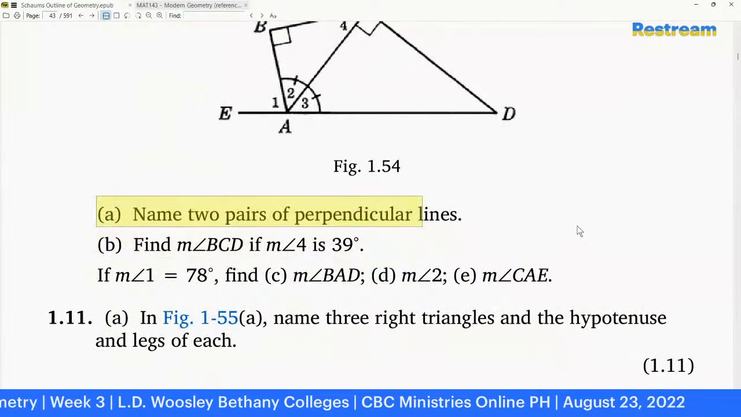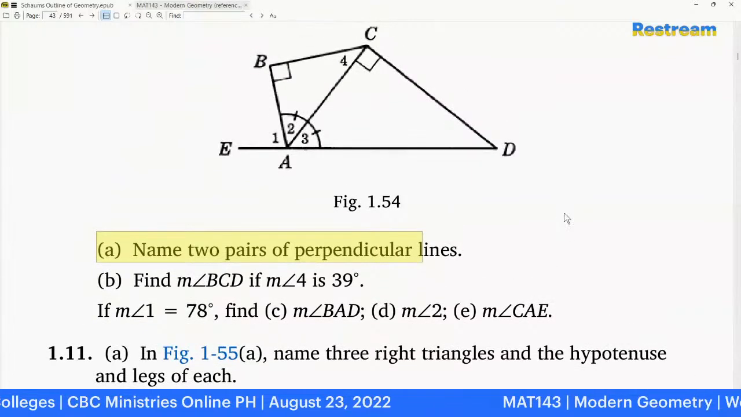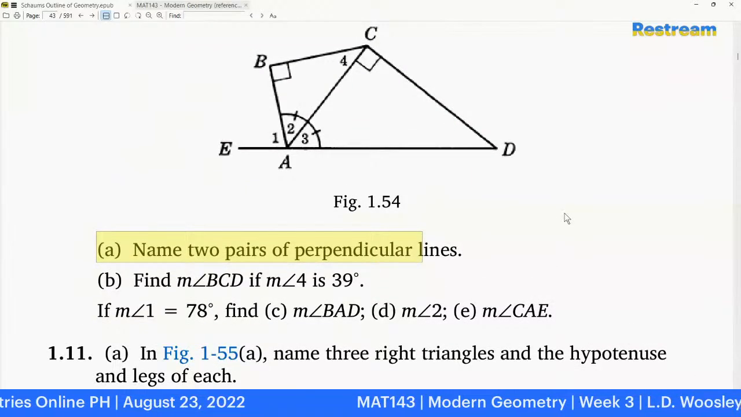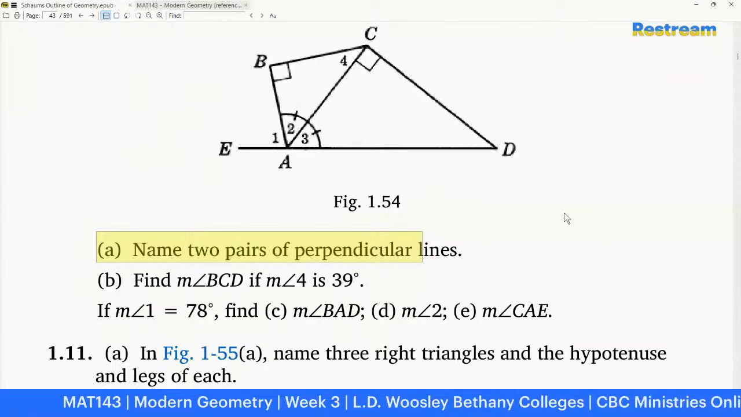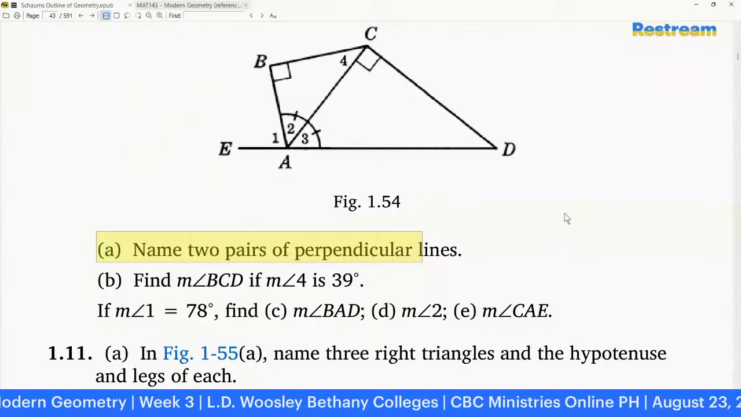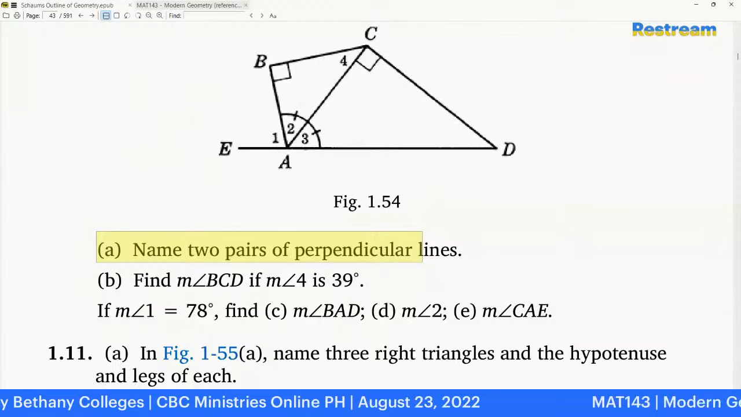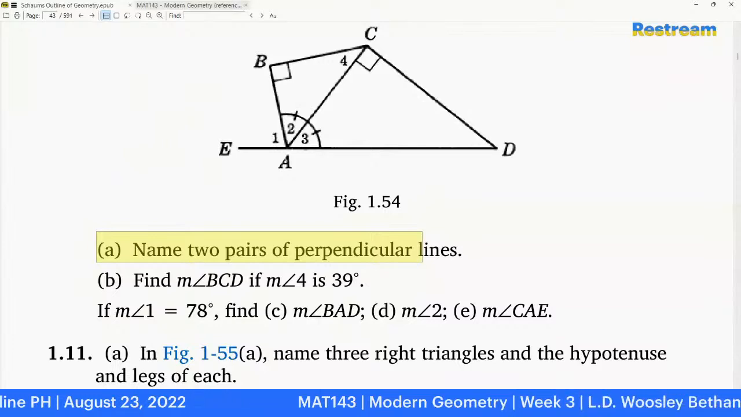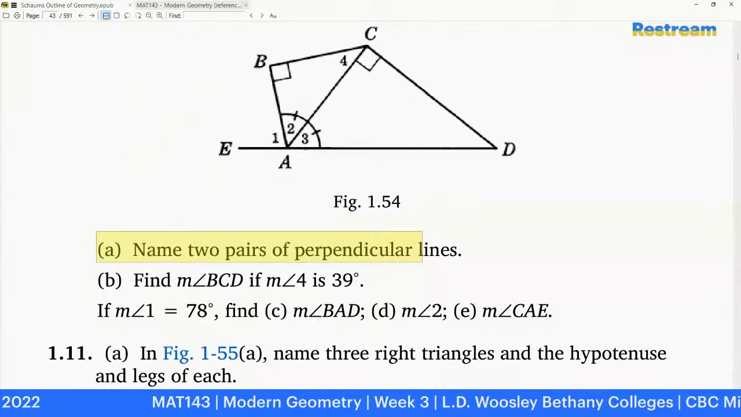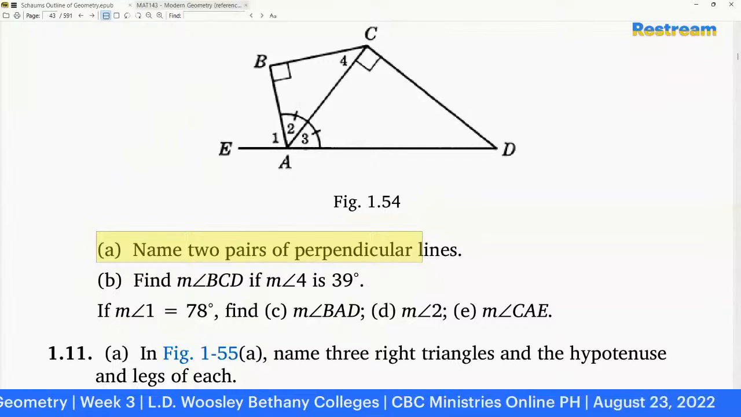Okay, find the measure of BCD if angle 4 is 39. Of course, 39 plus the right angle, no? It's 129, right? 129 degrees. And then next, letter C.